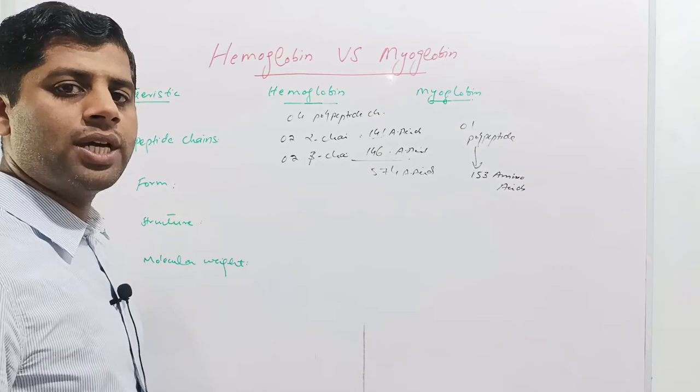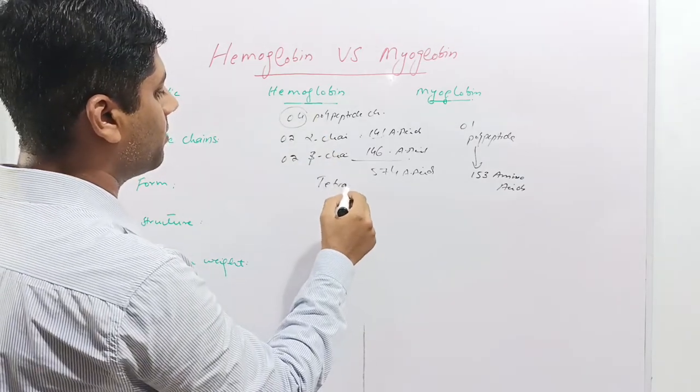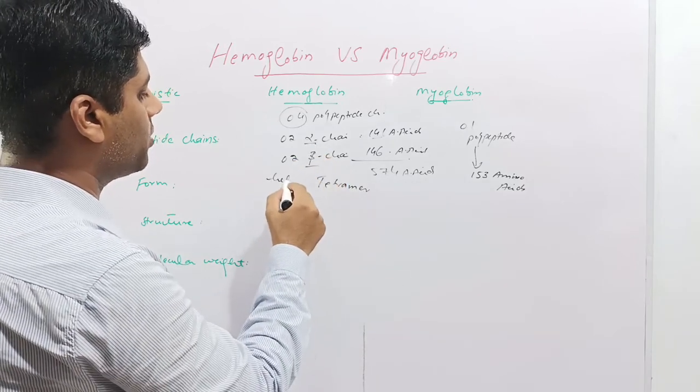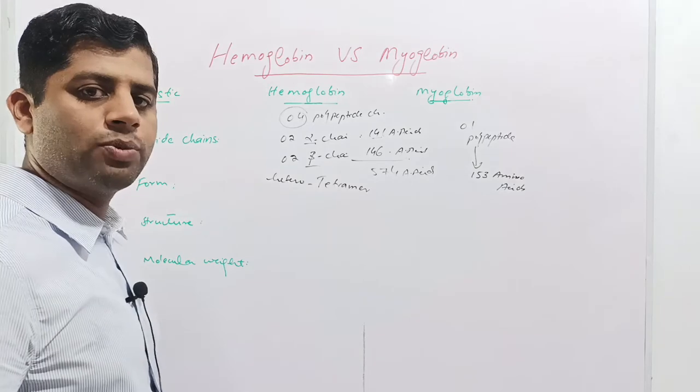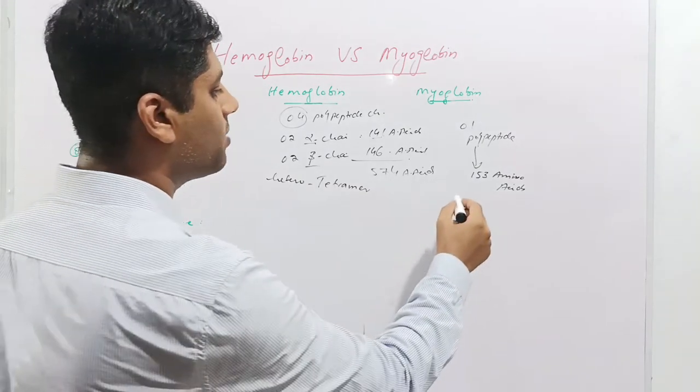Next is the form. As you know that hemoglobin has 4 chains, so it forms a tetramer, and the chains are different from each other, so these are heterotetramer. So the form of hemoglobin is heterotetramer. The myoglobin has a single polypeptide chain, so it has monomer form.